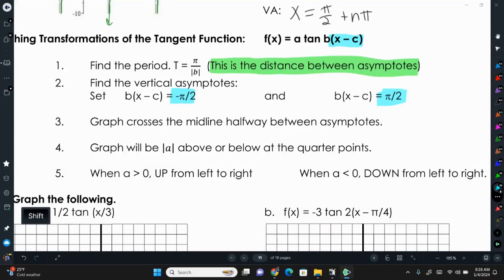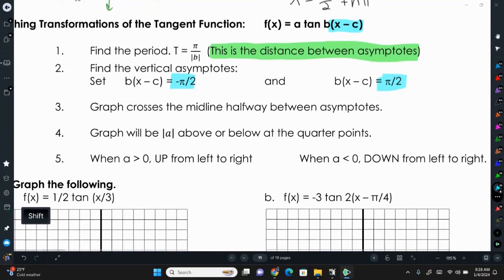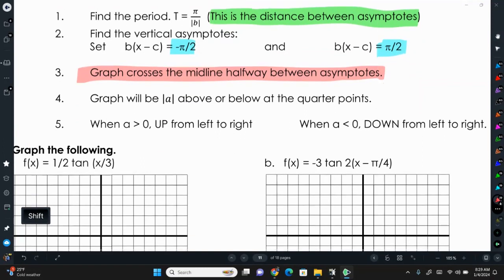Now, halfway between the asymptotes, we're going to cross the midline of the graph, right? So that midline term is coming back. And for the most part, our midline is going to be the x-axis, but I just want you to be aware that if we are shifting up and down, we're going to be crossing the midline halfway between the asymptotes.